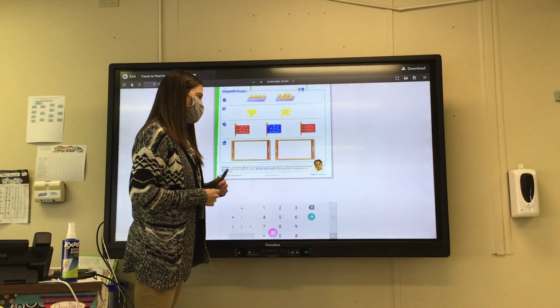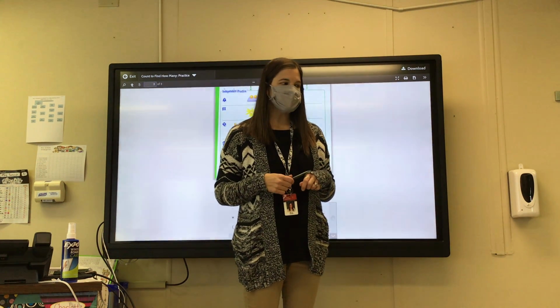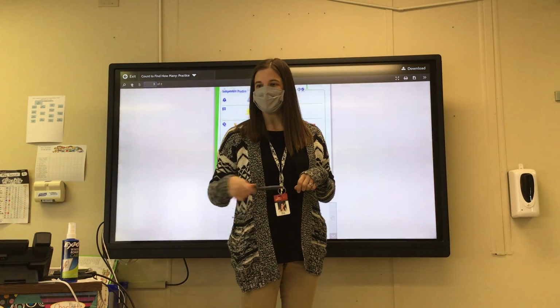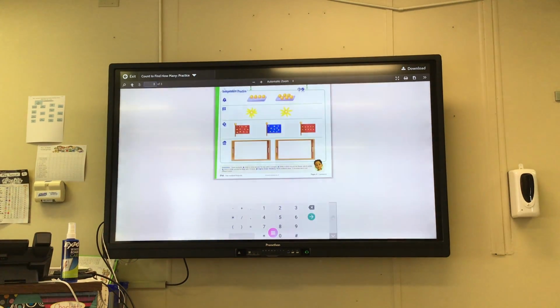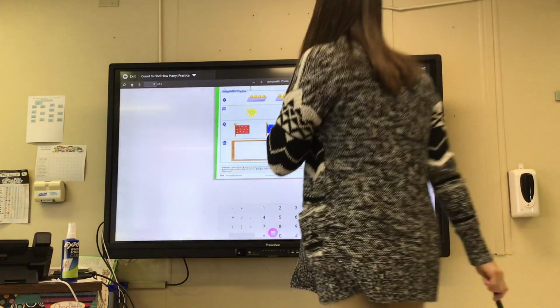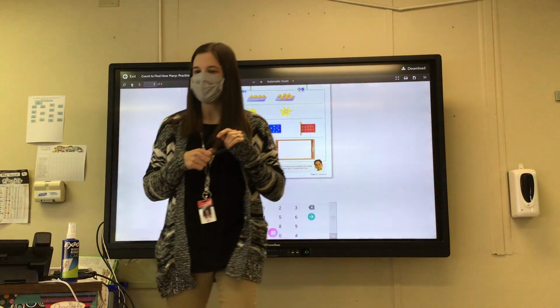Okay, number 8. Draw a circle around the flower with 8 petals. So count the petals and circle the flower with 8 petals. Very good. I see friends going back and checking to make sure they're recounting. They're making marks to make sure they counted the petals correctly. Good job.